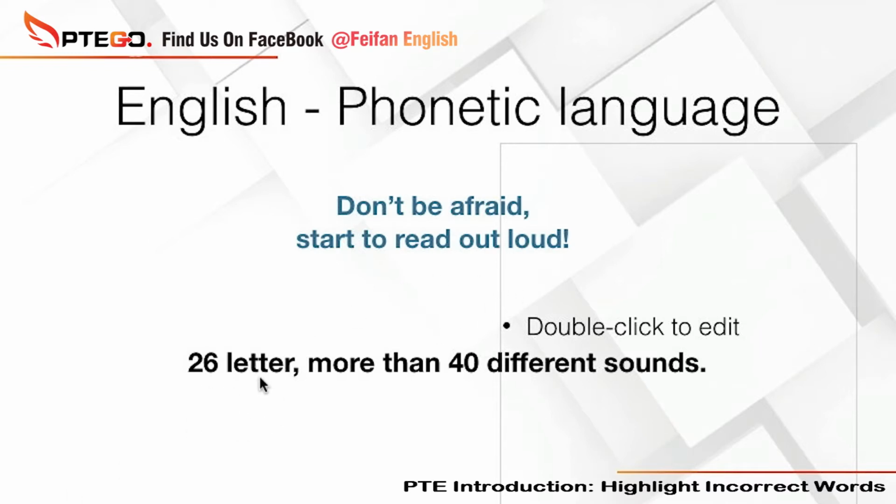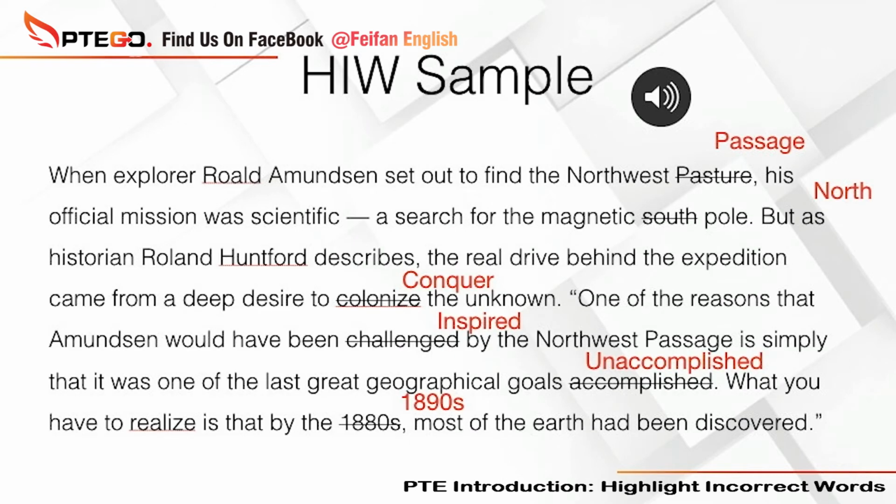There are just 26 letters in the English alphabet, but there are 40 different sounds for the same letters. So you need to practice to hear and speak more and more loudly, and only then will you be able to understand them more clearly. Let's go back to our sample and see what was wrong here. If you hear this again, let me do it for you and let's try to understand this nicely one by one.